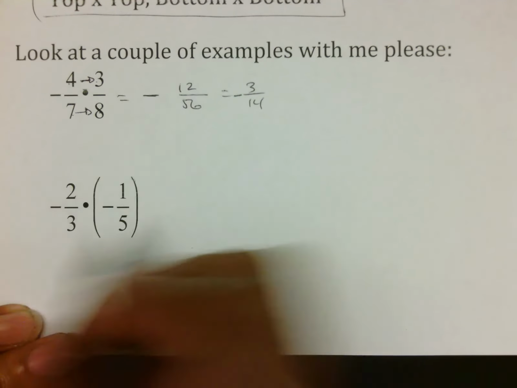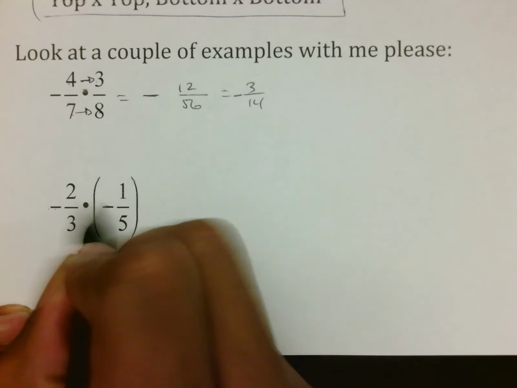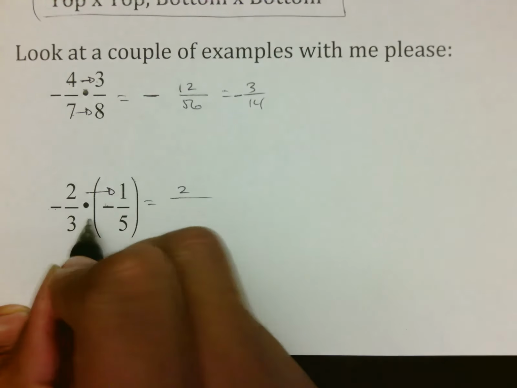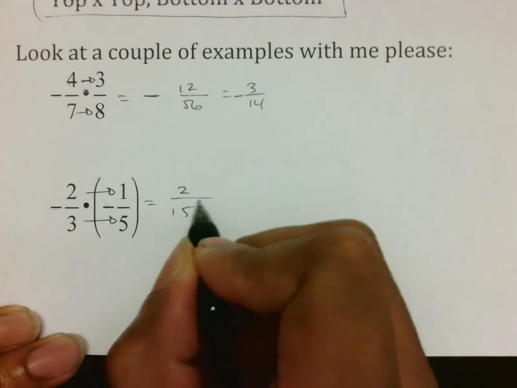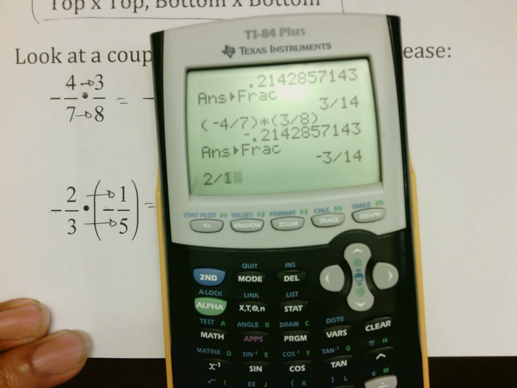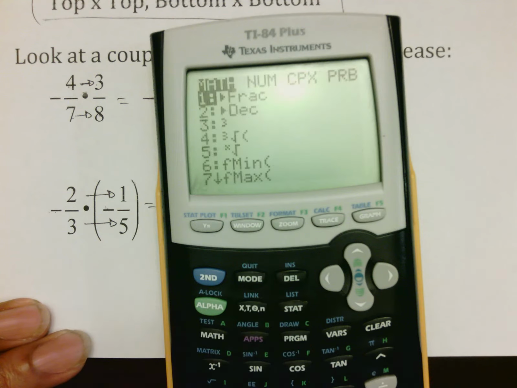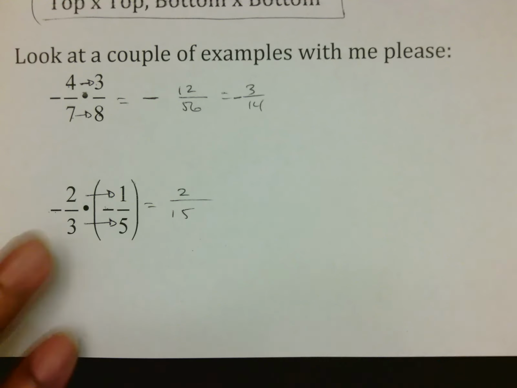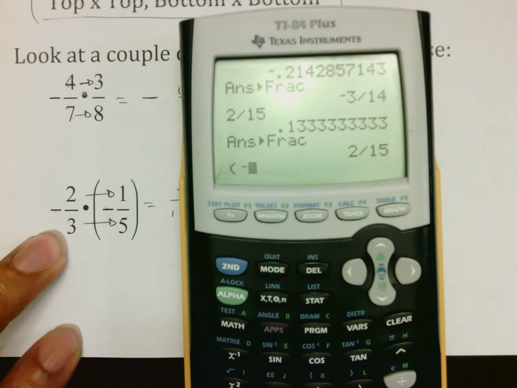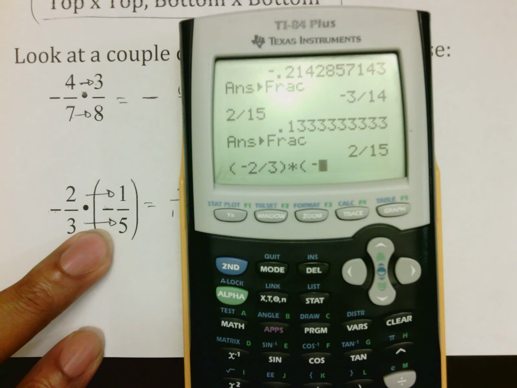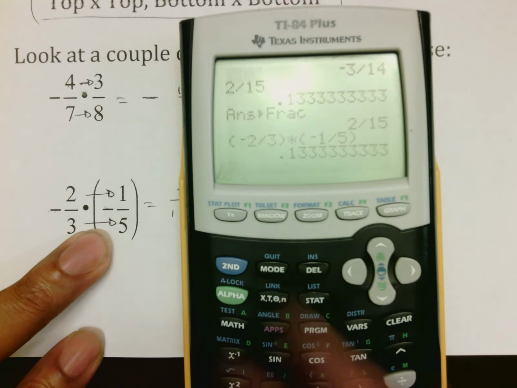Negative 2/3 times negative 1/5. Again, using our heads, two negatives makes this a positive answer. Top times top means 2 times 1 is 2. Bottom times bottom means 3 times 5 is 15. I think that's as far as it goes, because I don't think you can divide 2 by 15. Math, enter, enter again reduces that, and 2/15 is it. Or again, you can type it in: parentheses, negative 2 divided by 3, times, parentheses, negative 1 divided by 5, math, enter, enter, and you get the answer that you're looking for.